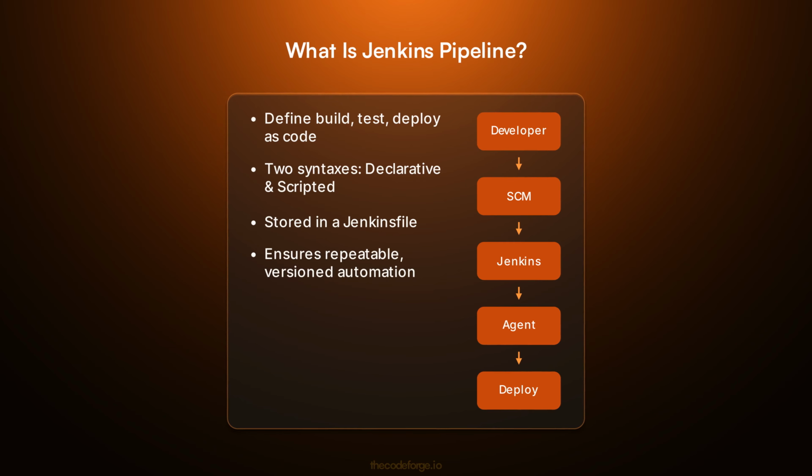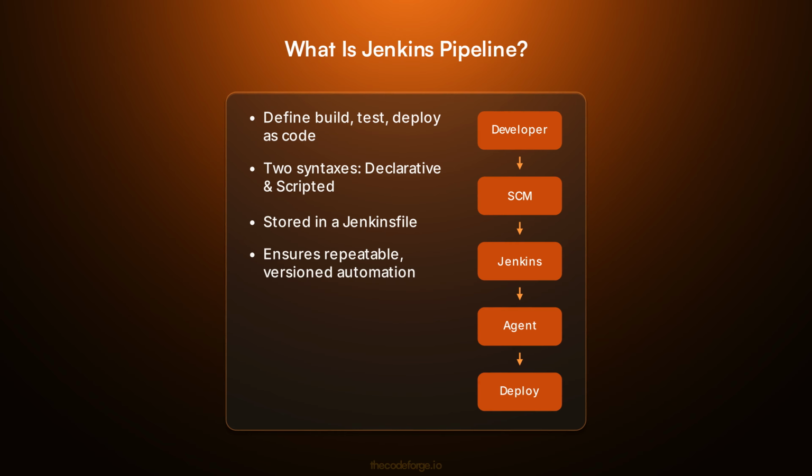Jenkins pipeline lets you define your entire software delivery process as code in a file called a Jenkinsfile. There are two syntaxes: declarative, which is structured and opinionated, and scripted, which offers full Groovy flexibility. Best practices focus on making these pipelines reliable, maintainable, and debuggable.